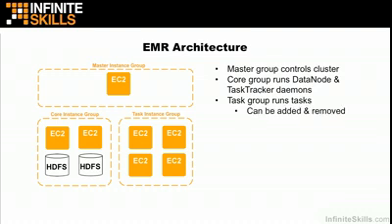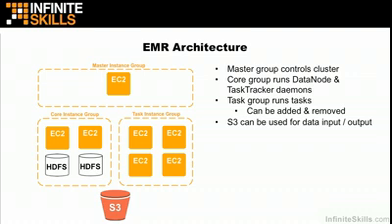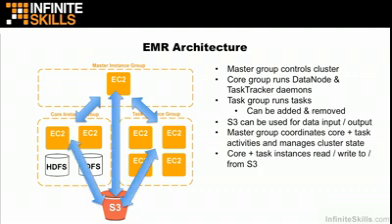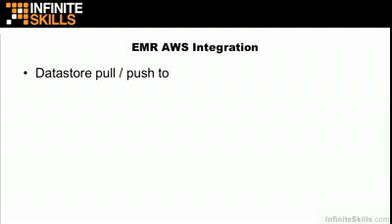Unlike the core instance group, which must be static and cannot change after you start the cluster up, task instances can be added and removed based on your processing needs. It's very common to see S3 used for both the data input and output. The instances in the master group coordinate task activities and manage the cluster state. In addition to reading data from S3, the master, core, and task instance groups then write all of their derived data back into S3.